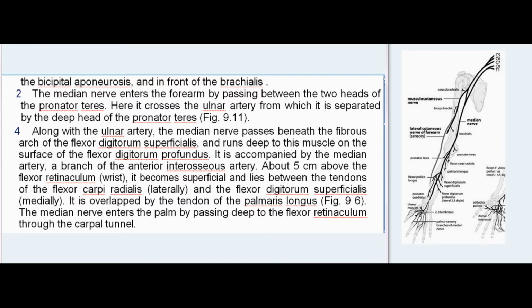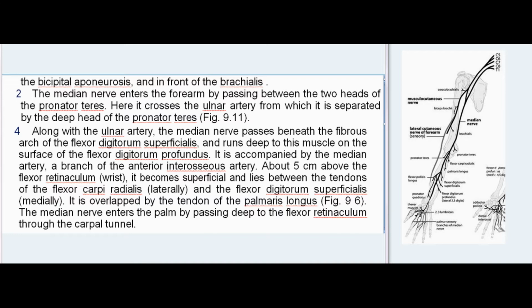4. Along with the ulnar artery, the median nerve passes beneath the fibrous arch of the flexor digitorum superficialis, and runs deep to this muscle on the surface of the flexor digitorum profundus. It is accompanied by the median artery, a branch of the anterior interosseous artery. About 5 cm above the flexor retinaculum, at the wrist, it becomes superficial and lies between the tendons of the flexor carpi radialis, laterally, and the flexor digitorum superficialis, medially. It is overlapped by the tendon of the palmaris longus, Fig 9.6.